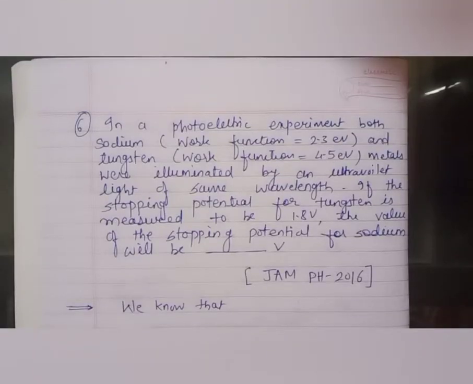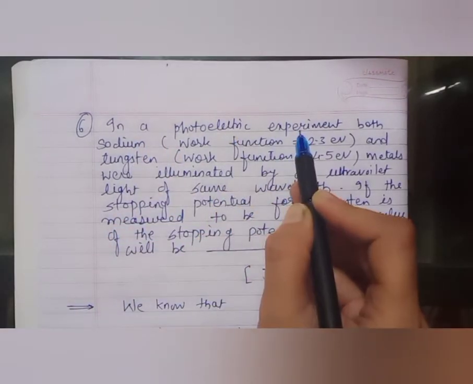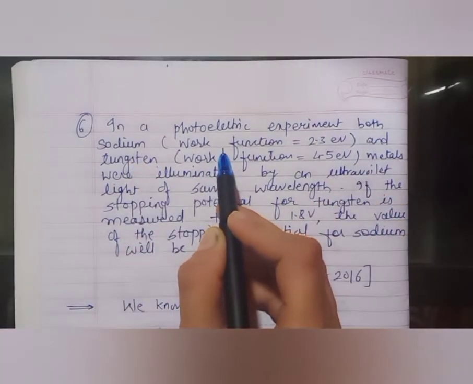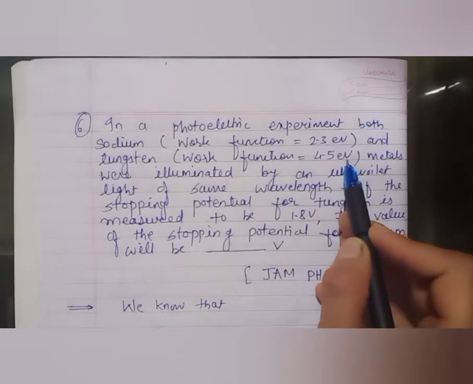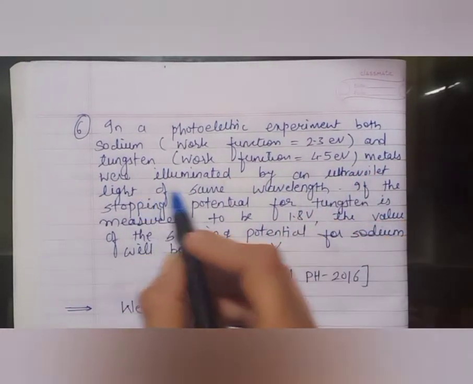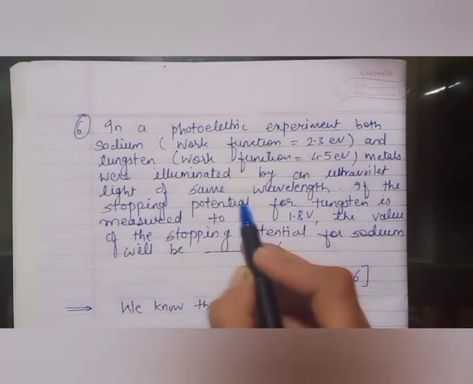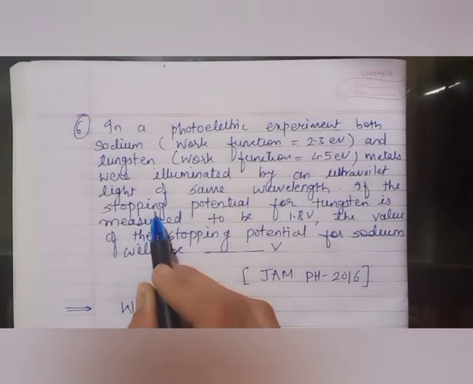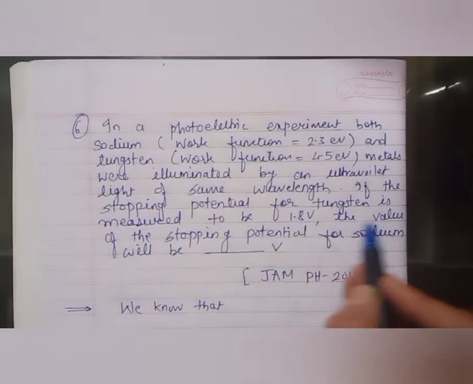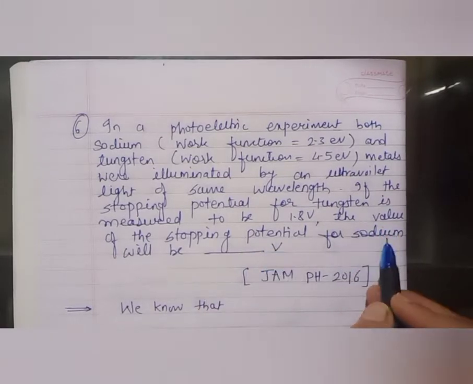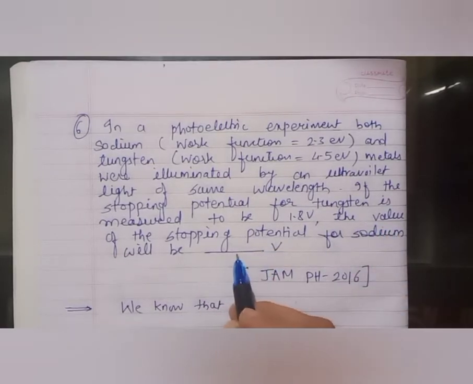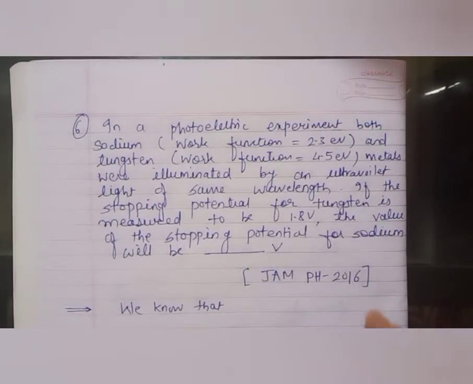Hello. So today we are going to study a problem on photoelectric effect. In a photoelectric experiment, both sodium, which has work function 2.3 electron volt, and tungsten, having work function 4.5 electron volt, were illuminated by an ultraviolet light of the same wavelength. If the stopping potential for tungsten is measured to be 1.8 volt, the value of the stopping potential for sodium will be. So we have to calculate the stopping potential for sodium. This question was asked in JAM Physics 2016.